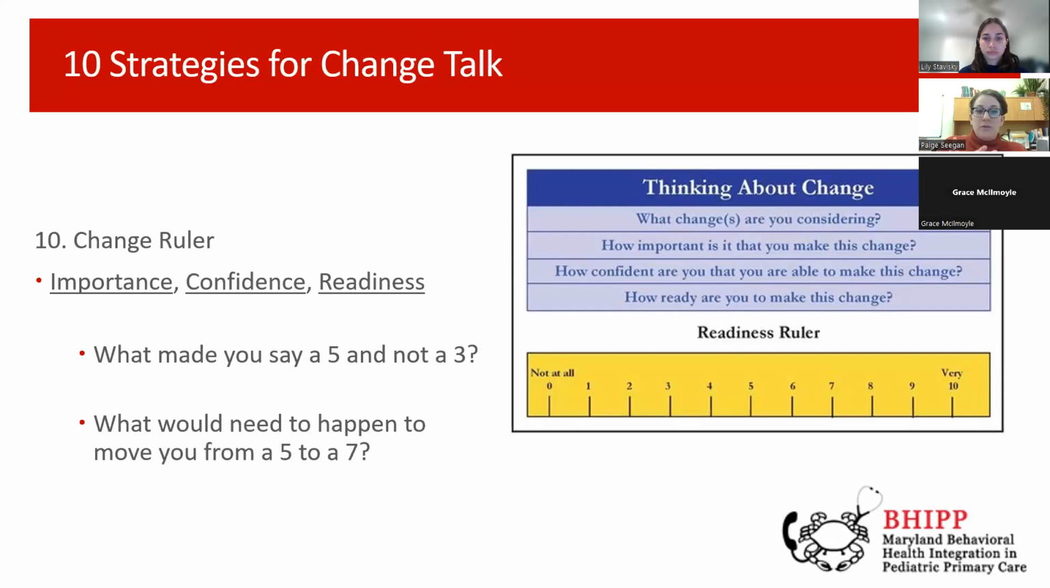And then you want to end with, what would need to happen to move that 5 higher up on this ruler? So how can I support you? What do you need in your environment? What do you need in your support system? What is it that is going to help support you towards getting to your goal? Because somebody might find something very important. They might feel very confident, but they might not be ready. Or somebody finds it very important and they feel ready. They're just not confident that it's going to work.